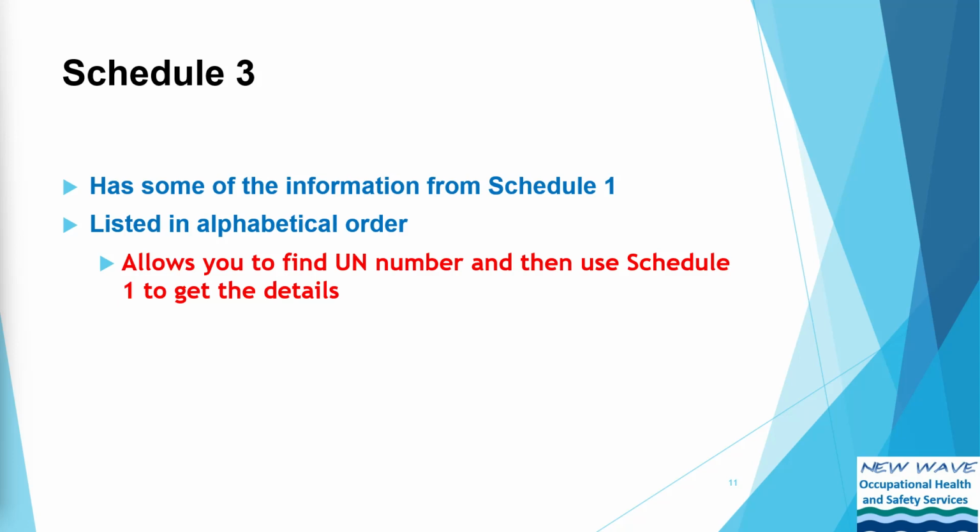In addition to Schedule 1, there is Schedule 3. This schedule has some of the same information as Schedule 1. However, it is listed in alphabetical order. This allows you to find the UN number and then use Schedule 1 to get the details.